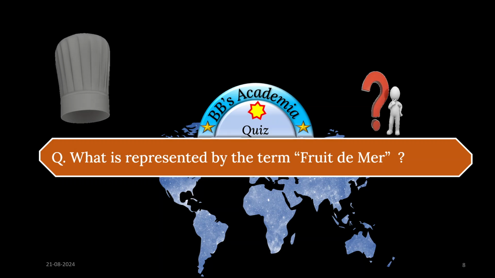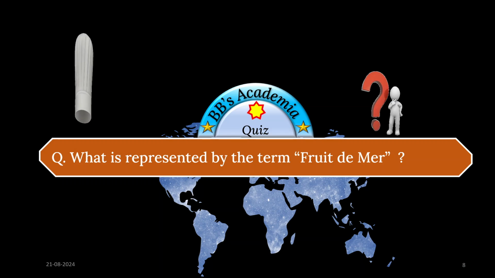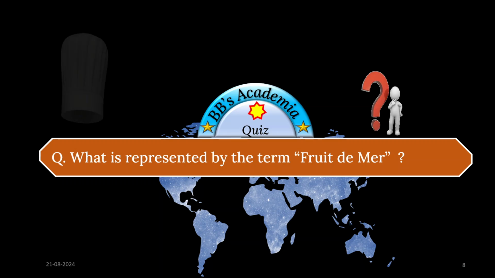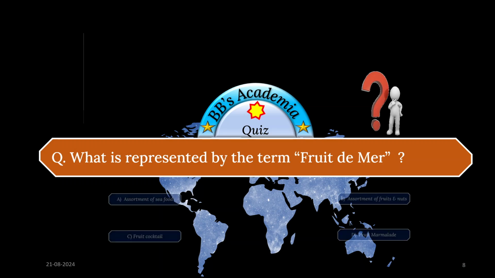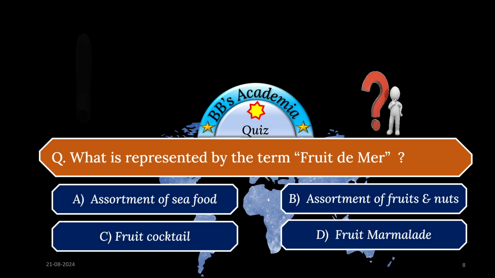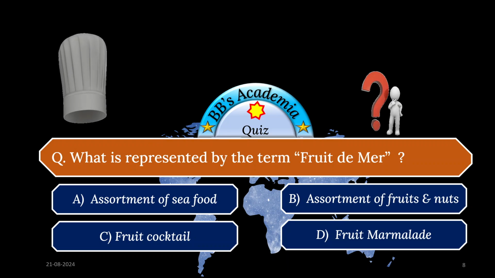This question is, what is represented by the term fruits de mer? What is represented by the term fruits de mer? Your four options are: option A, assortment of seafood; option B, assortment of fruits and nuts; option C, fruit cocktail; option D, fruit marmalade.